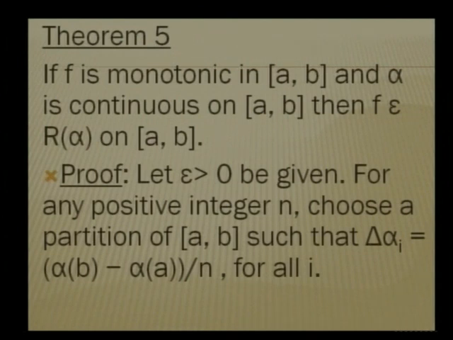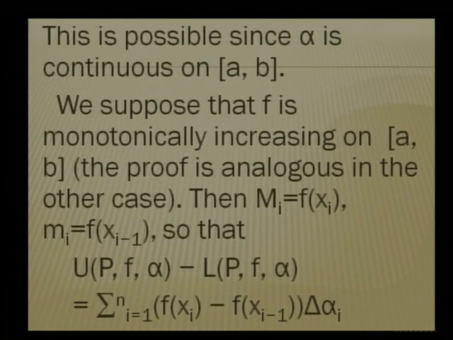For any positive integer n, we choose a partition of [a, b] such that delta alpha_i is equal to (alpha(b) minus alpha(a)) divided by n for all i. So we choose the lengths (alpha(b) minus alpha(a)) by n, such types of length for the images, the difference of the images of alpha at the ith interval.